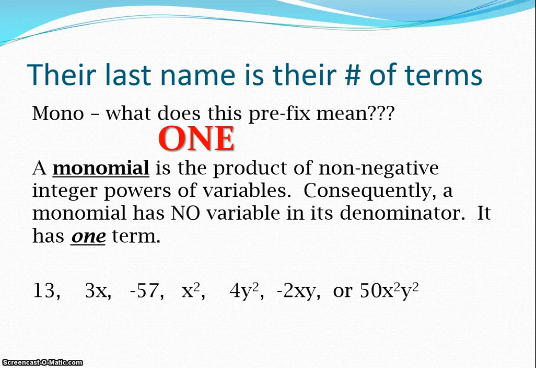So these are examples of monomials. Terms are separated by plus and minus signs. So since none of these expressions are adding or subtracting anything, this is a monomial.